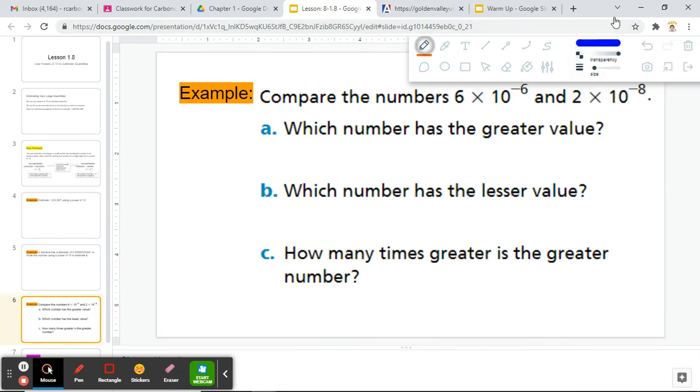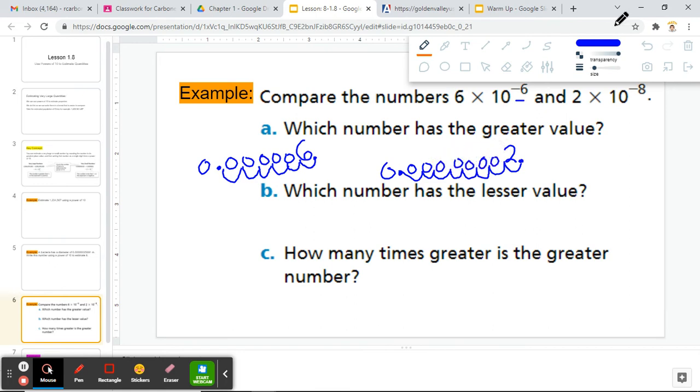So first thing it's asking us is which number has greater value. You might be confused here a little bit, but what we need to do for the greater value is look at the exponents. If I were to write this one out here, 6 times 10 to the negative 6, I would start with my 6 here, and then I would move my decimal 1, 2, 3, 4, 5, 6 spots to the left. Whereas with my other one here, we have 2 times 10 to the negative 8. So this would be 2 with my decimal moved 1, 2, 3, 4, 5, 6, 7, 8 spots to the left.